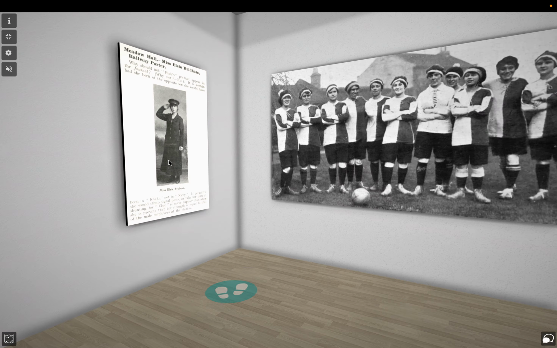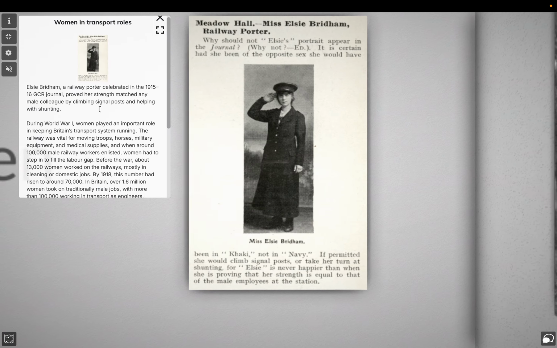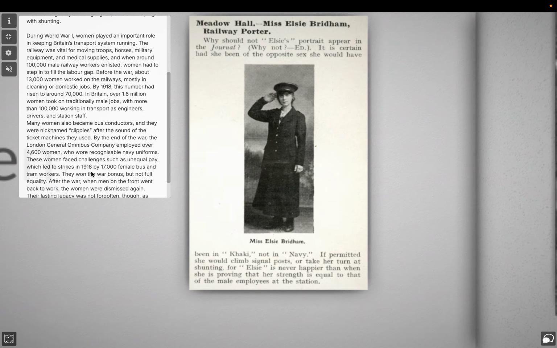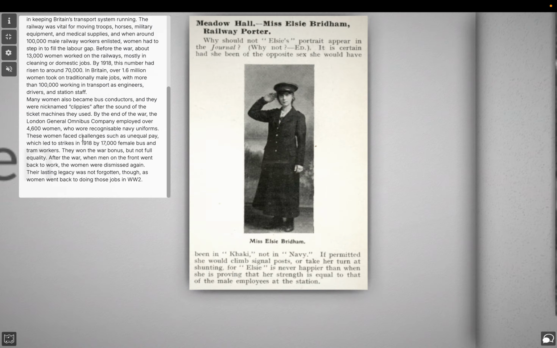Anyway, these people also worked in transport, and this is a woman who was a railway porter. So a lot of these women are called clippies because they're bus conductors, and that's the sound that the bus people make. And yeah, they basically just drove a lot of trams, a lot of trains.